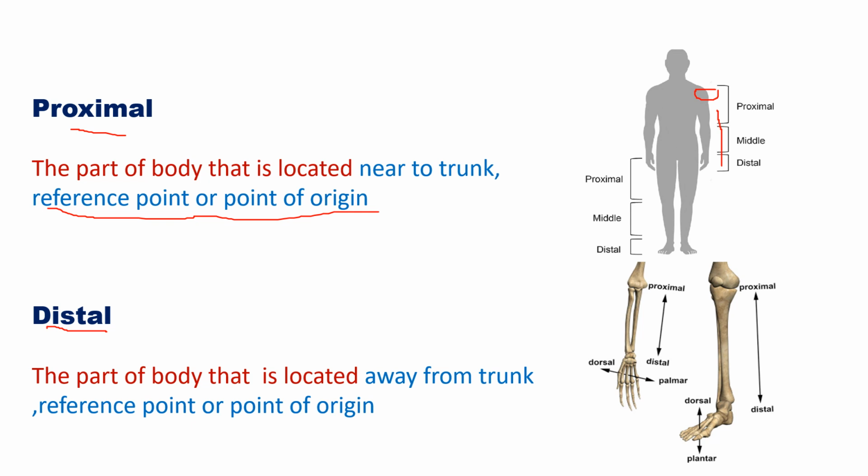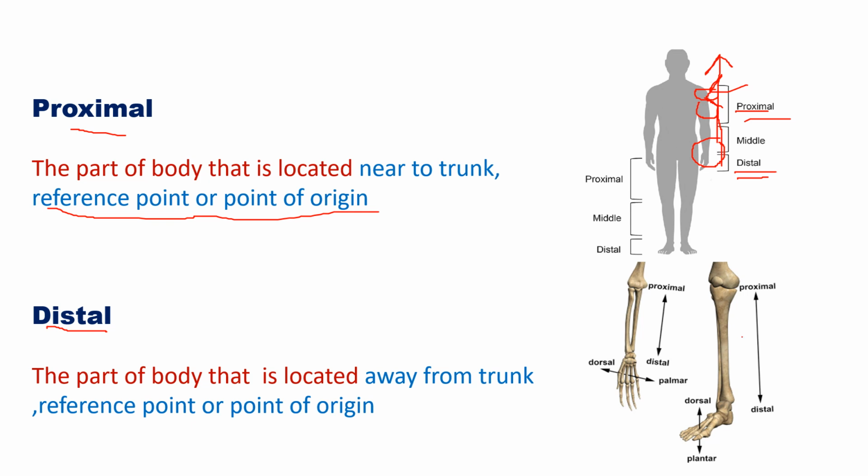So what is proximal? Any body part that is near to this point is proximal. For example, in this picture, the upper arm is mentioned as proximal as it is near to that point. Next, what is distal? Any body part that is away from that point is described as distal, as in this picture the lower arm is mentioned as distal as it is away from that point.